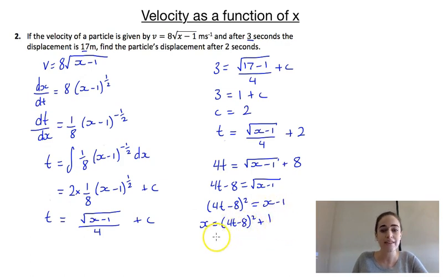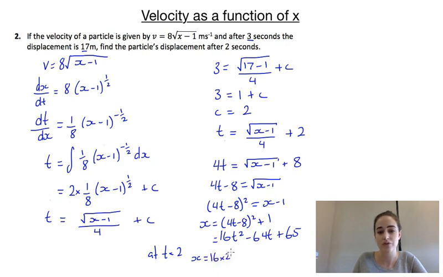If you go through and expand that out and simplify it, we're going to end up with 16t squared minus 64t plus 65. And the last step there is find the particle's displacement after 2 seconds. So at t equals 2, I'm going to substitute that in there. So I'd have x is equal to 16 times 2 squared minus 64 times 2 plus 65, which would give me 1. And that is 1 meter. So its displacement after 2 seconds is 1 meter.